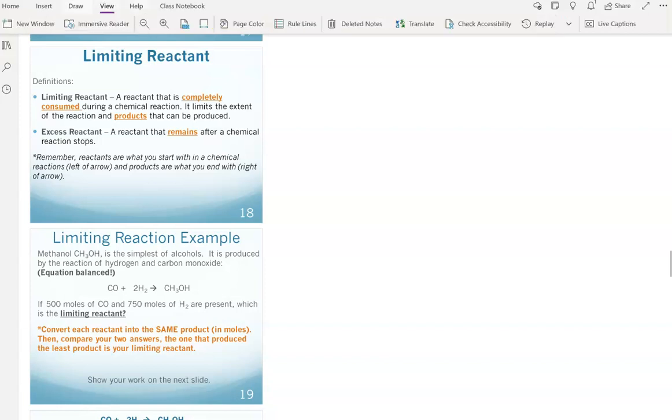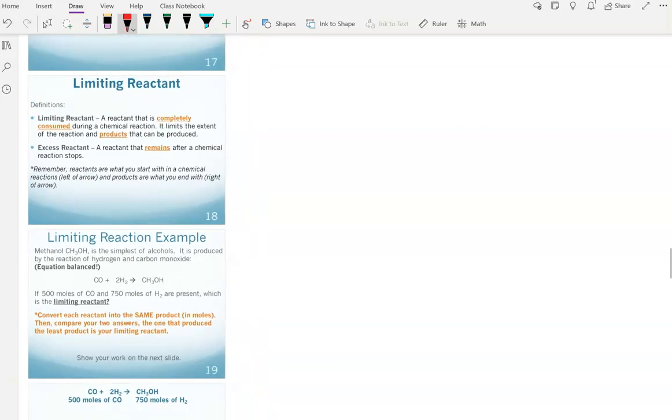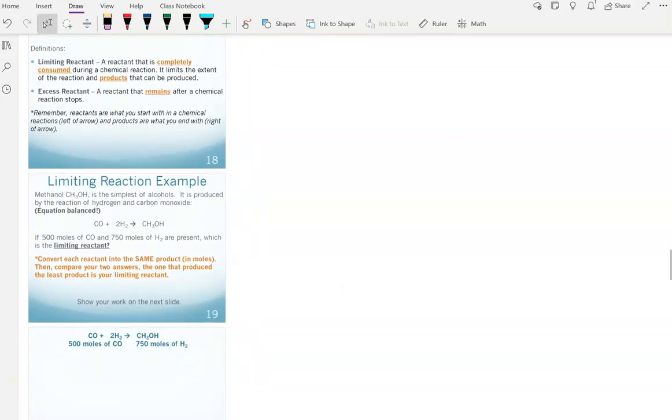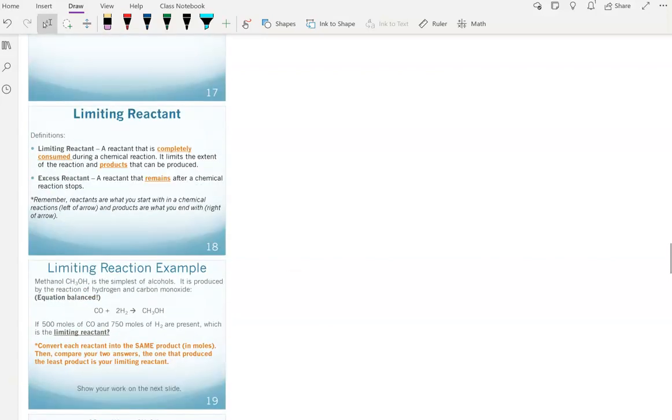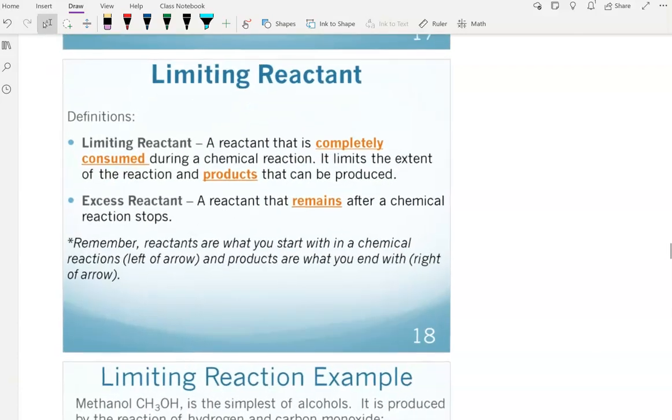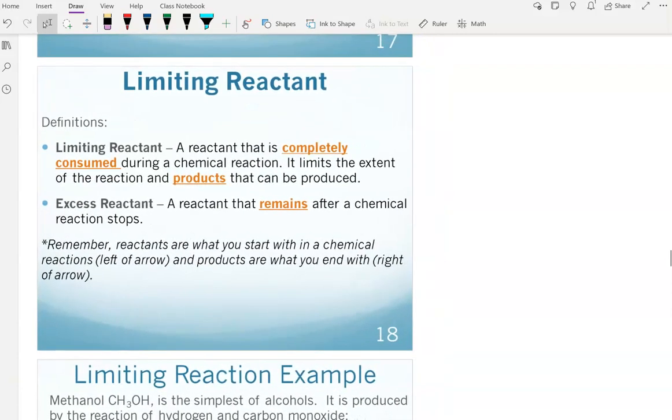In this video, I'm going to be going over limiting reactants in the Chapter 9 notes, slides 18 to 20, just to introduce this idea. So a limiting reactant by definition is something that is completely consumed or used up during a chemical reaction.